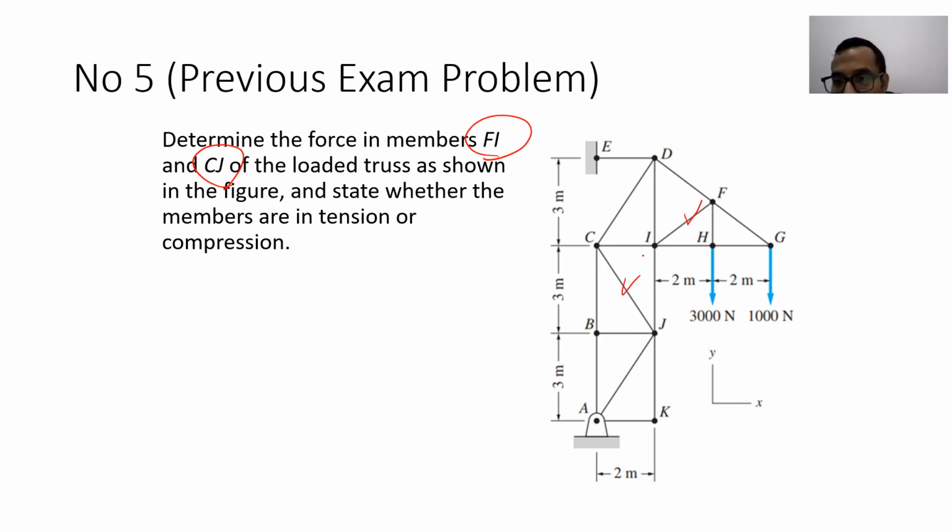I want your opinion on this particular problem. Should we use the section method or the joint method? And do we need to solve for the external forces or not? Anyone have any idea about this? There are only two members that we need to solve here: FI and CG.